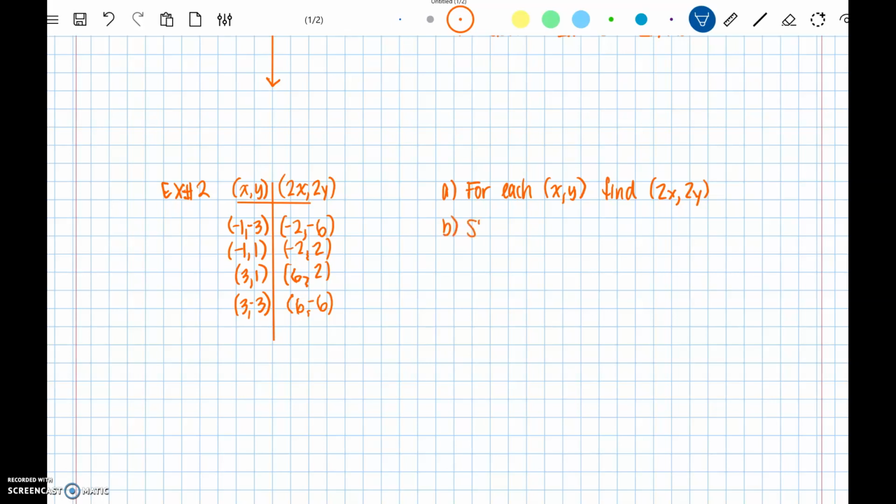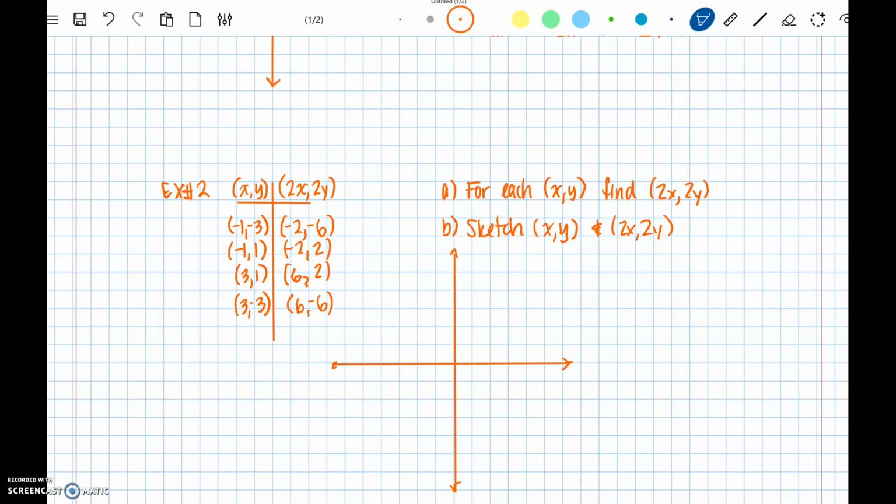B says sketch both, sketch (x, y) and (2x, 2y). So what we should end up with are two similar figures. They should be the exact same shape, but different sizes. And as a matter of fact, the second shape should be twice as big as the first shape. And we'll see if we get that.